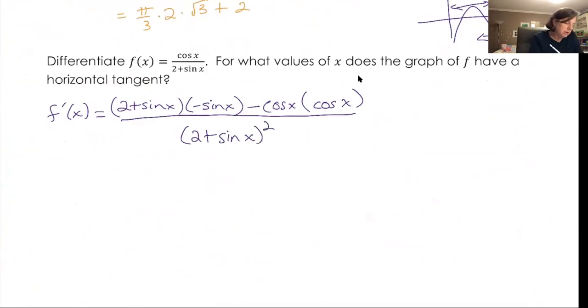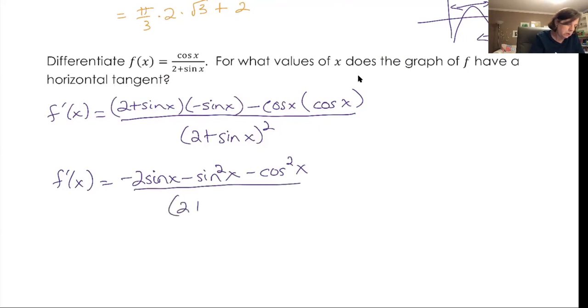All right, so we need to do a little simplifying here. I'm going to distribute this out. So I'll have minus 2 sine x minus sine squared of x, and then this gives me minus cosine squared of x, all over 2 plus sine of x squared.